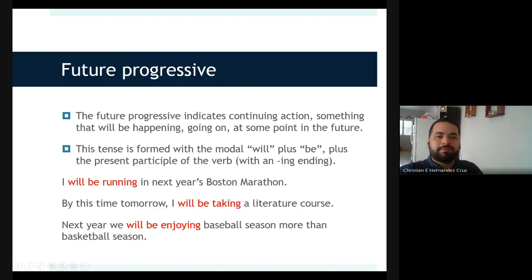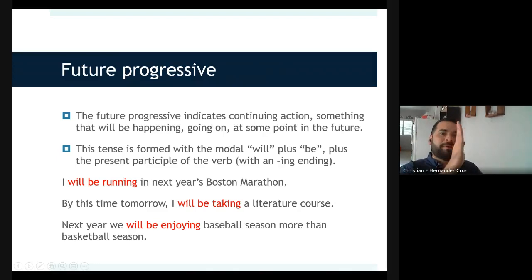So this tense is formed with the modal will and be, plus the present participle of the verb with an ing ending. I know this one was kind of hard to process. We're going to see what this means in just a moment. So we use will, we use be, and then the present participle, which is basically a verb with an ing. So I will be running.